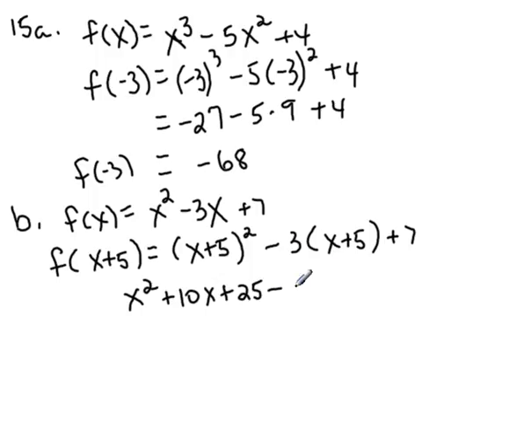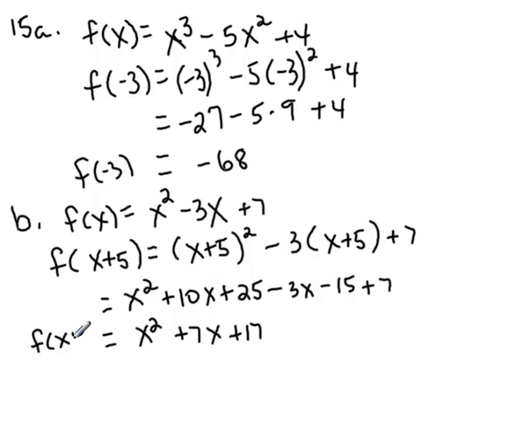Minus, now I'm going to distribute the negative 3 in, that's minus 3x minus 15 plus 7. Negative 3 times x was negative 3x. Negative 3 times positive 5 was negative 15. I wrote down the 7. Now I'm going to collect all my like terms. That gives me x squared plus 10x minus 3x is plus 7x. 25 minus 15 is 10, plus 7 is plus 17. And that's what f of x plus 5 is equal to.